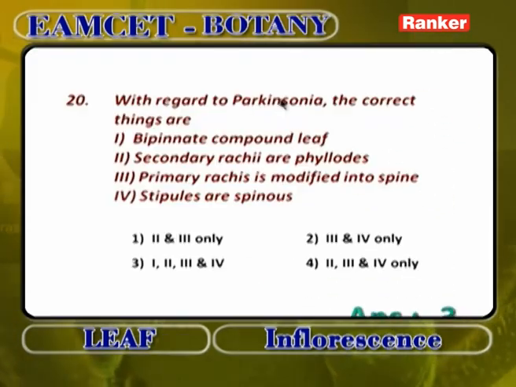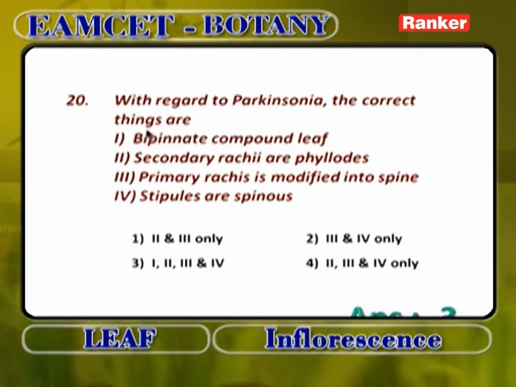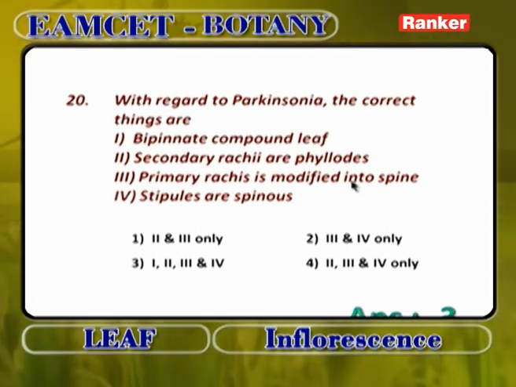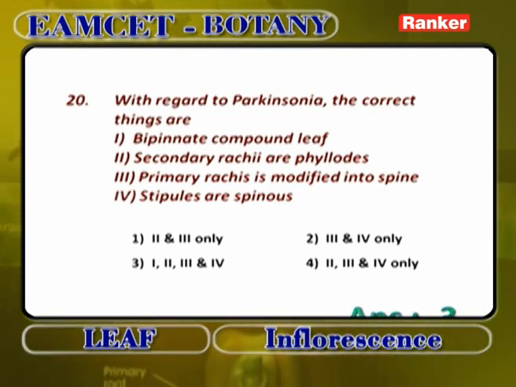Then with regard to Parkinsonia, the correct things are: bipinnately compound leaf, definitely bipinnately compound leaf, because the primary rachis is formed, the secondary rachis is formed, and on both sides of the secondary rachis leaflets are arranged. Secondary rachis are phyllodes, definitely the secondary rachis is modified into phyllodes. The primary rachis is modified into a spine, definitely. Stipules are spinous, stipules are modified into spines.